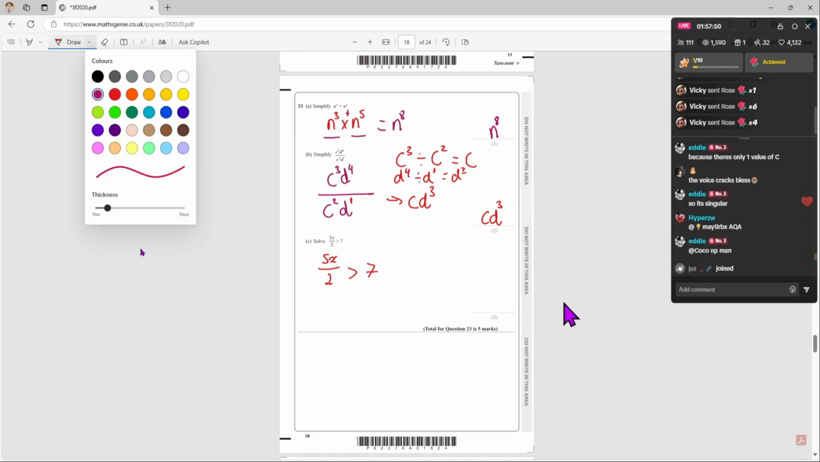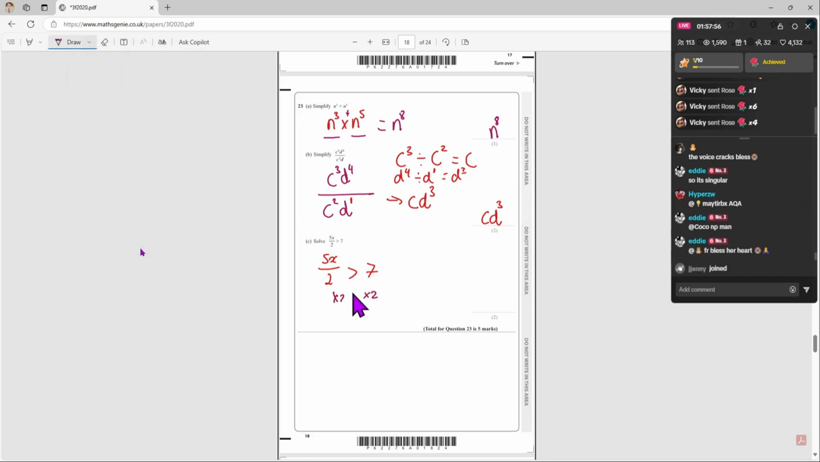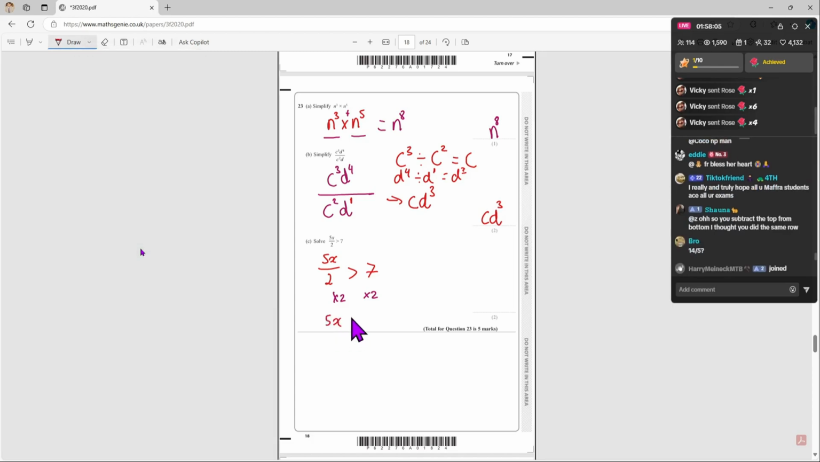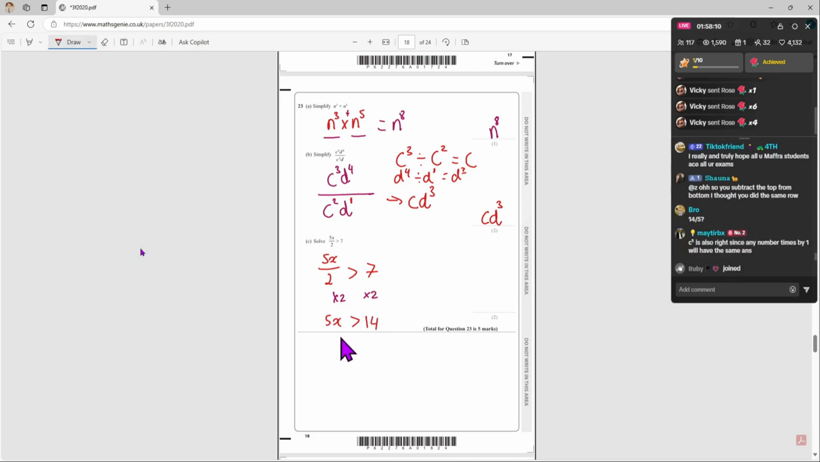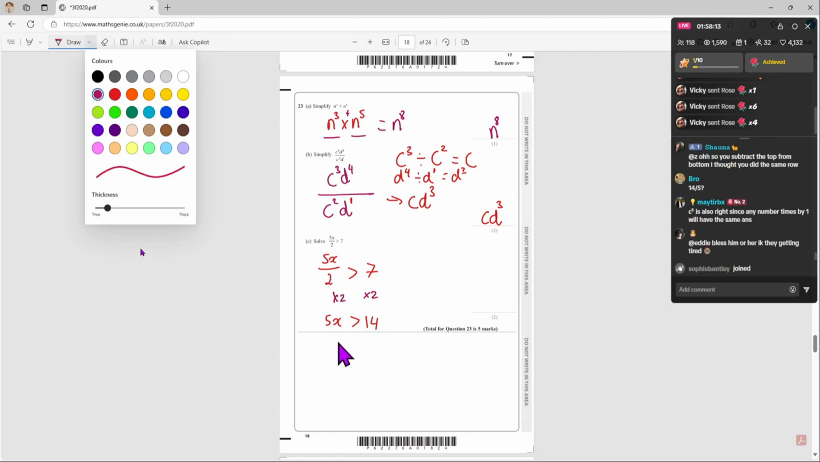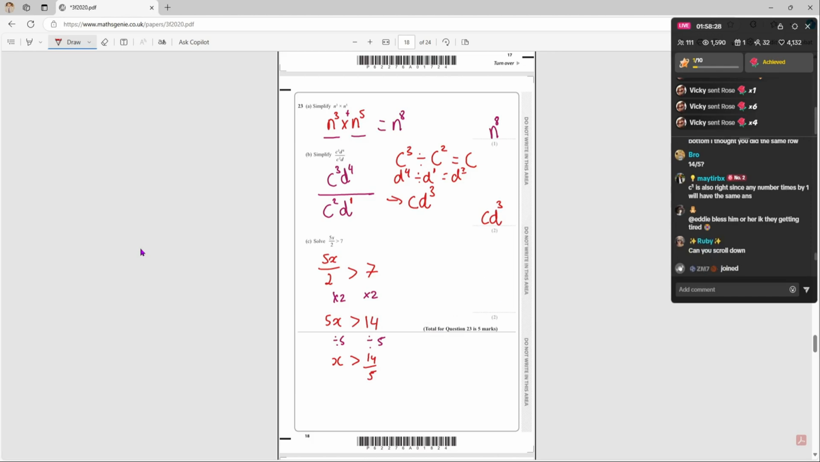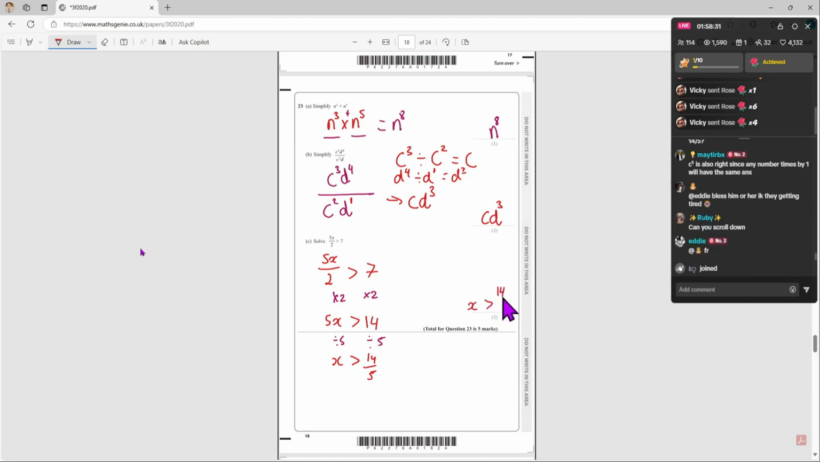So you would times by 2 on both sides, and you would get 5x is greater than 14. Okay? And then to get x on its own, we're going to divide by 5 on both sides. And you're going to get x is greater than 14 over 5. You can just leave it as a fraction.